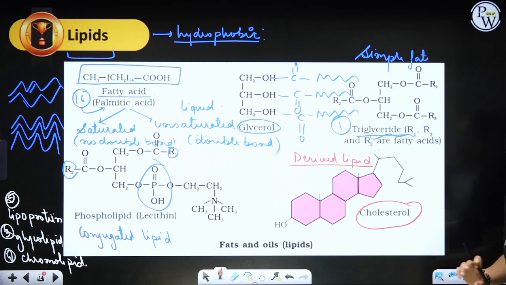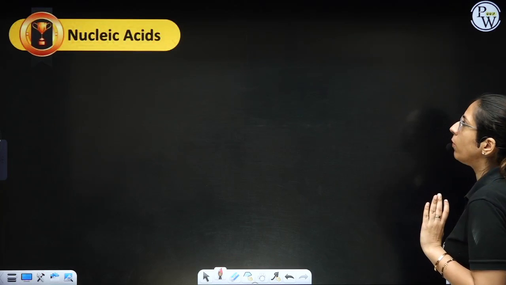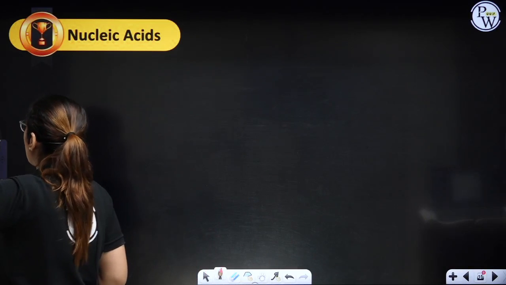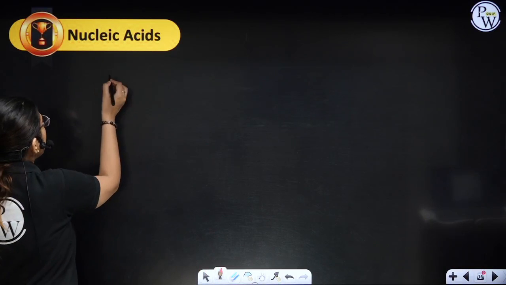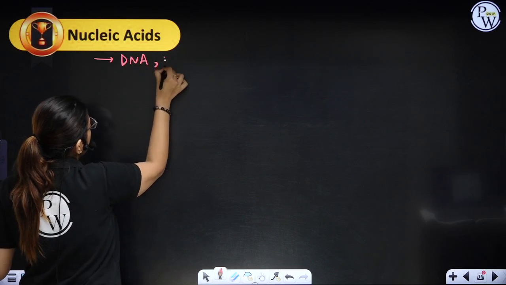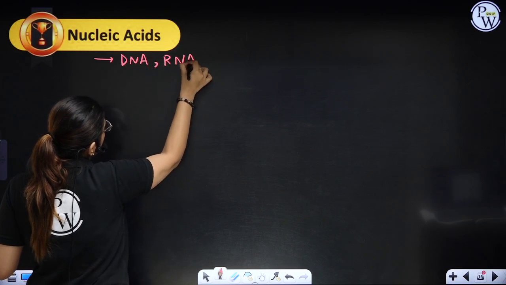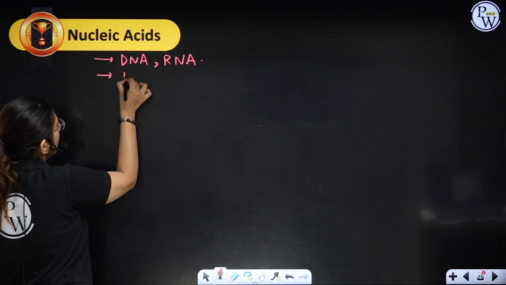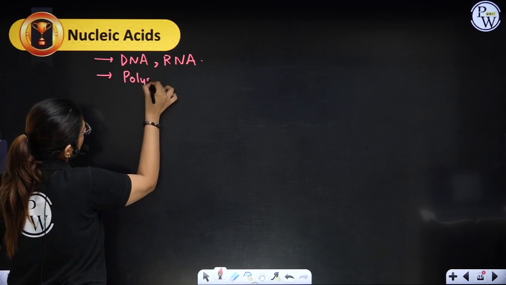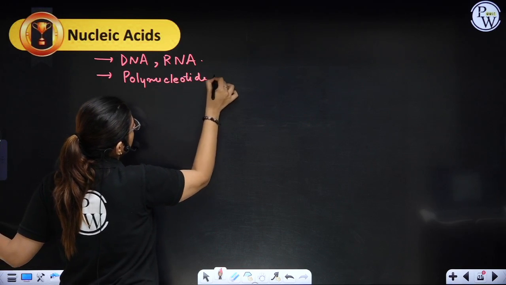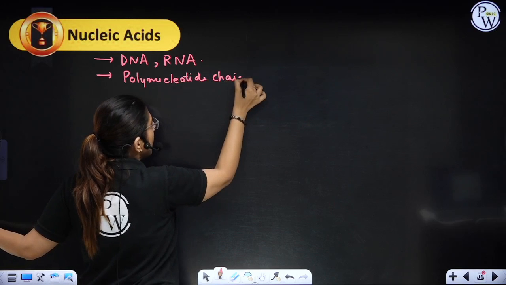Okay. Now, moving on to the next, let's talk about the nucleic acids. So we have completed the carbohydrates, we have completed the lipids. Now let's talk about the nucleic acids. So nucleic acids, they are what? The examples we have are DNA or RNA. In the simplest way, the name given is the polynucleotide chain. They are termed as polynucleotide chains.